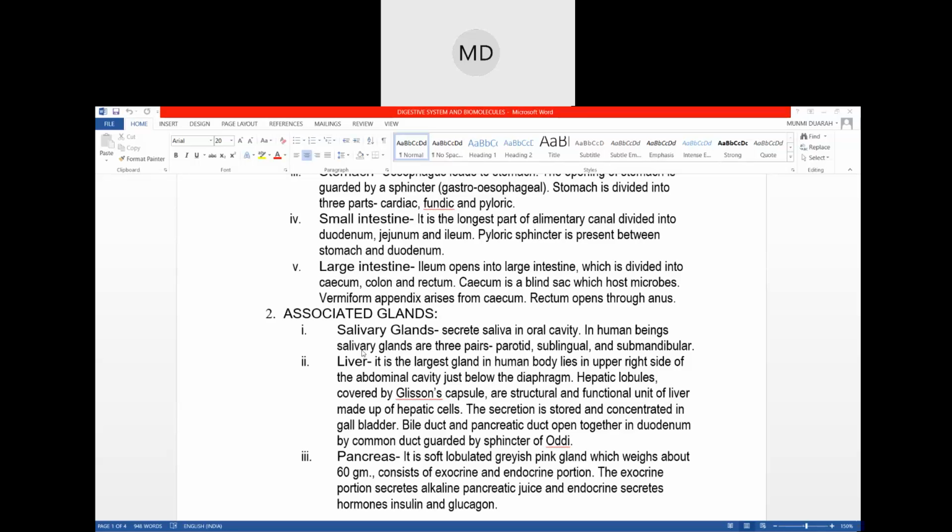So glands are of three types: one is endocrine glands, one is exocrine glands, and one is heterocrine glands.